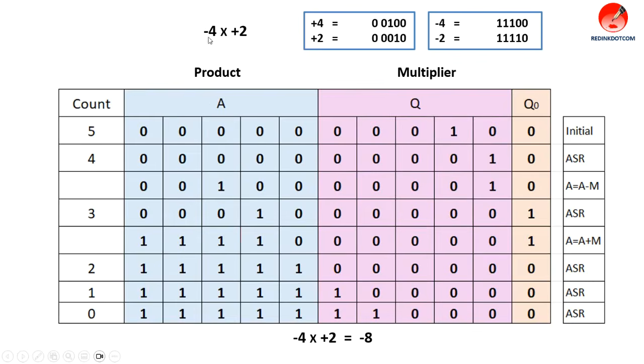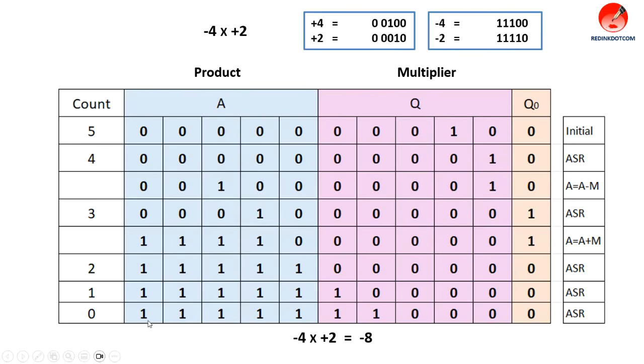Suppose if your problem is minus 4 into plus 2, so this is the multiplicand and this number is the multiplier. So this multiplier can be written here. Then you can do these steps as per the flowchart. Finally, you can get this result. So this entire number is treated as the final product. This one indicates the negative number.